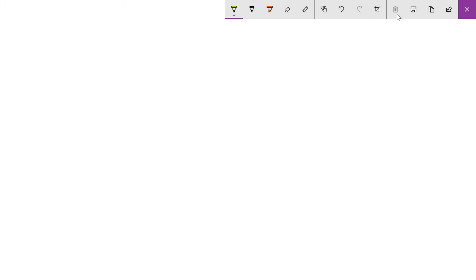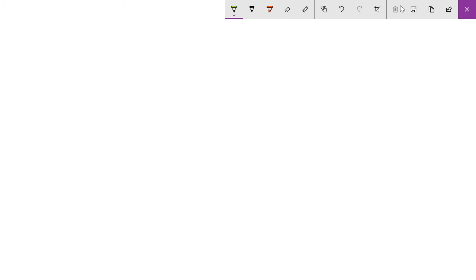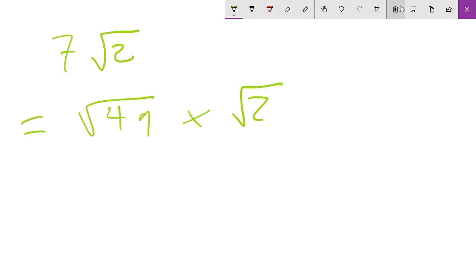Now, what if you have the square root of 32? How do you simplify that? Well, the square root of 32 is just going to be the square root of 16 times the square root of 2. And the square root of 16 is 4, so it equals 4 square root of 2. Now, how do you simplify 7 square root of 2? How do you make this into a surd? Well, 7 square root of 2 is just going to be the square root of 49 multiplied by the square root of 2. So the square root of 49 multiplied by the square root of 2 is going to be the square root of 98.